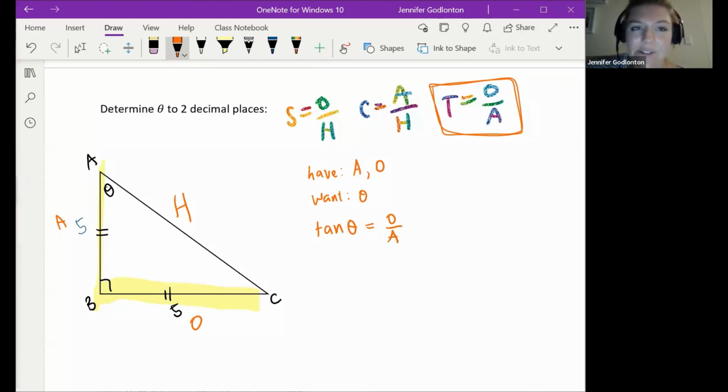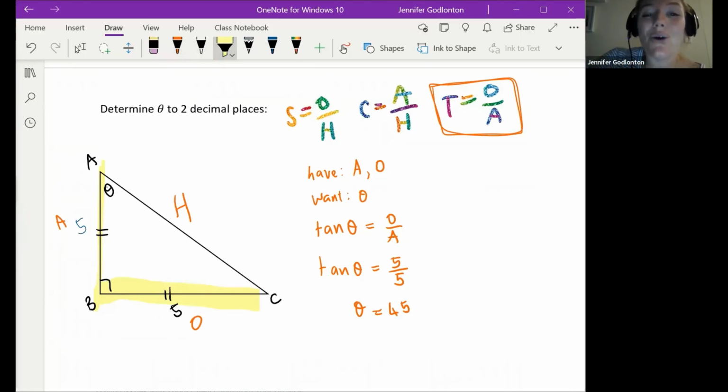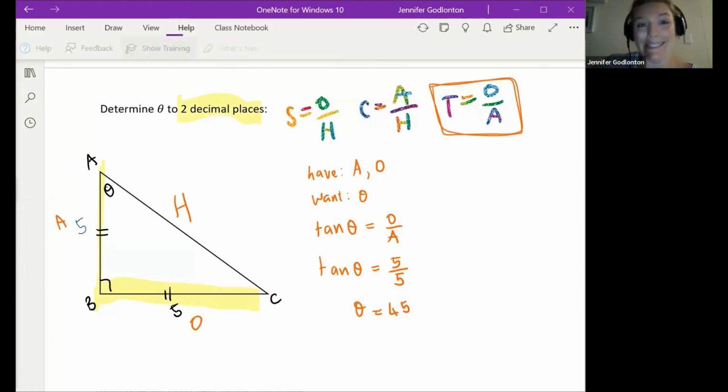I'm just going to write that in so you get into a habit of knowing which is at the top and which is at the bottom. So tan theta is 5 over 5, and when you put it into your calculator, you'll see that theta is equal to 45 degrees. So if you said 45 degrees, you are right. It is 45 degrees. But the question said to 2 decimal places.